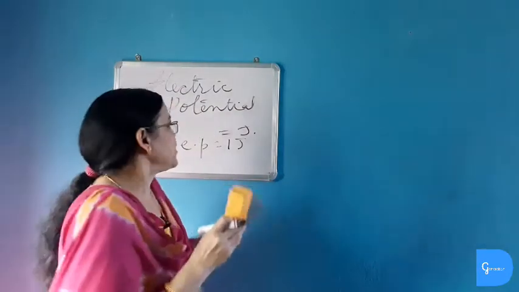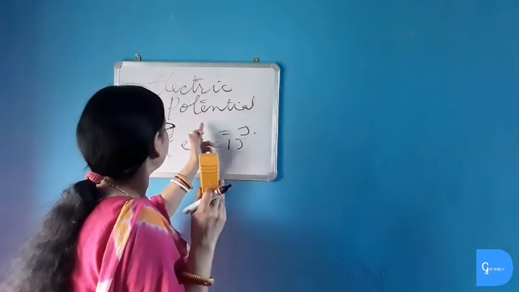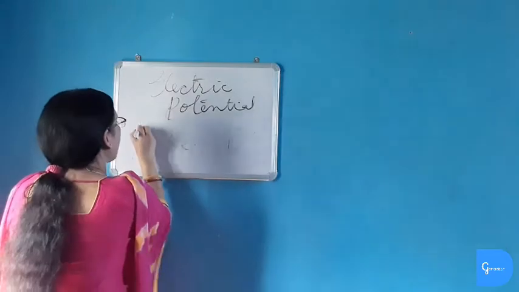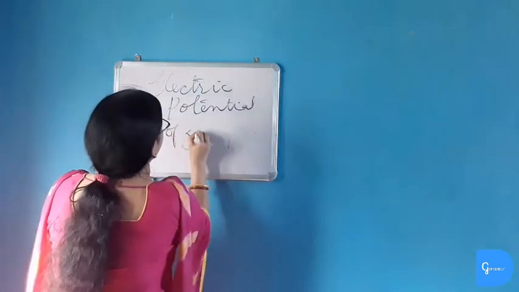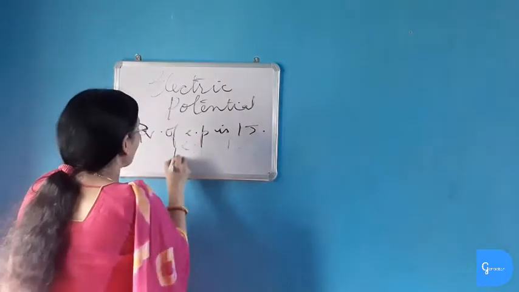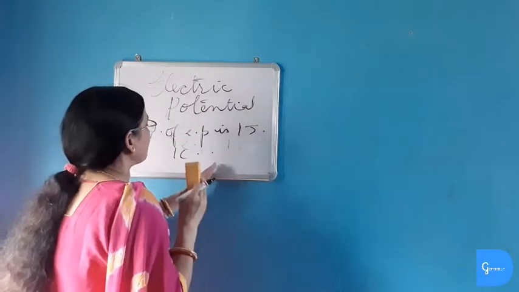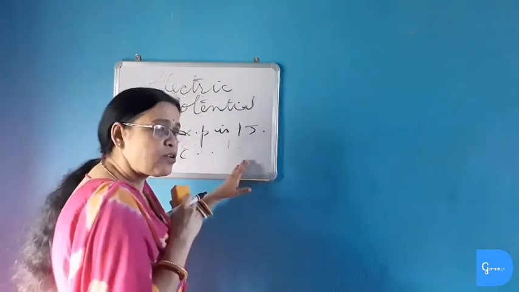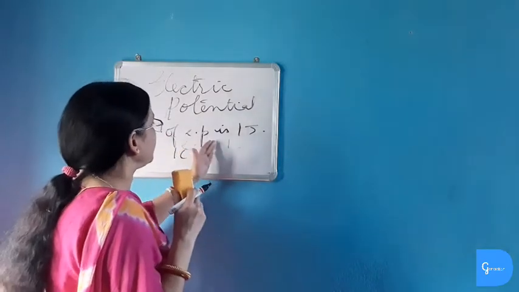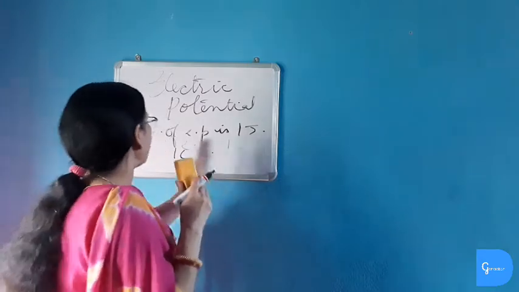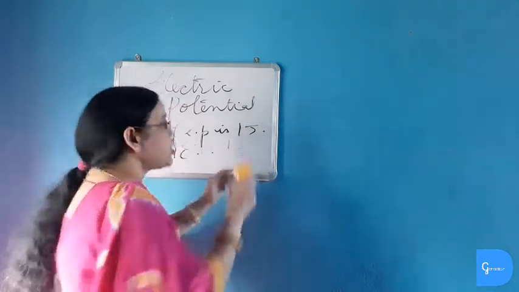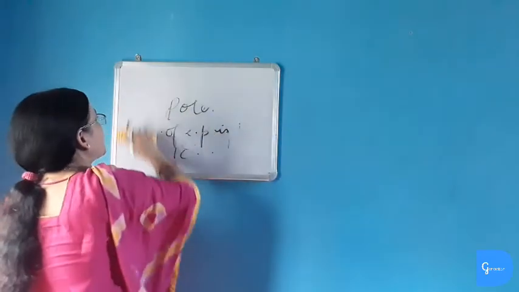Again, we know that the quantity of electric charge is expressed in coulomb. So finally we can say that 1 volt of electric potential is 1 joule of work done in moving 1 coulomb of electric charge from infinity to that point. Clear? So what is 1 volt of electric potential? 1 volt of electric potential means 1 joule of work done in moving 1 coulomb of electric charge from infinity to that point.